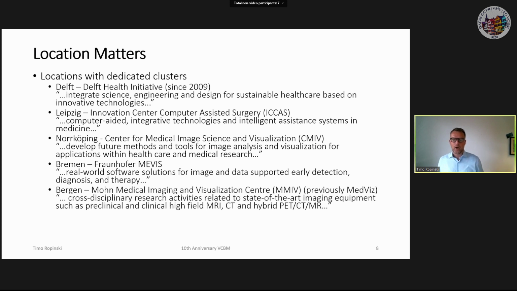And also in Bergen, where the Mohn Medical Imaging and Visualization Center was recently founded. It was previously known as MedVis, which was a co-located conference for the VCBM in 2016. These are just a few examples I wanted to pick out to emphasize that it's for us always important to collaborate with domain people at the locations where VCBM is held, which is of course challenging to find every time, but we always found it very successful to do it in the end.